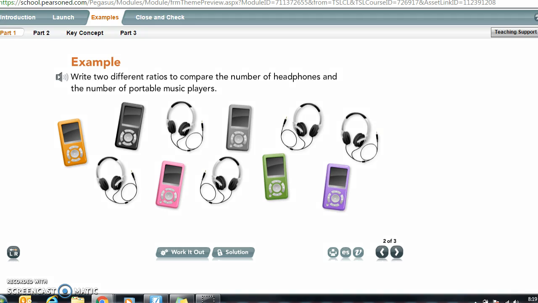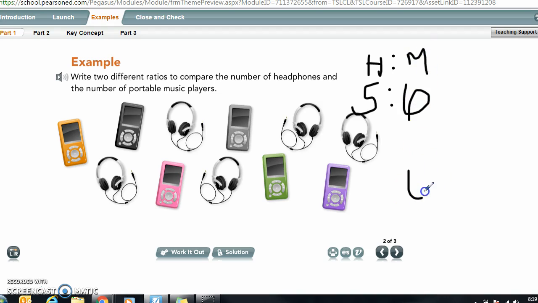They want us to write 2 different ratios to compare the number of headphones and the number of portable music players. Well, the number of headphones I have is 1, 2, 3, 4, 5, so I'm going to put 5 to the number of portable music players, 1, 2, 3, 4, 5, 6, 5 to 6. Or I can flip it, 6 to 5, 6 music players to 5 headphones.